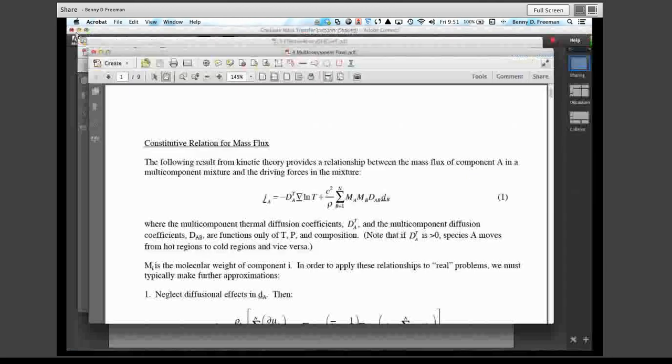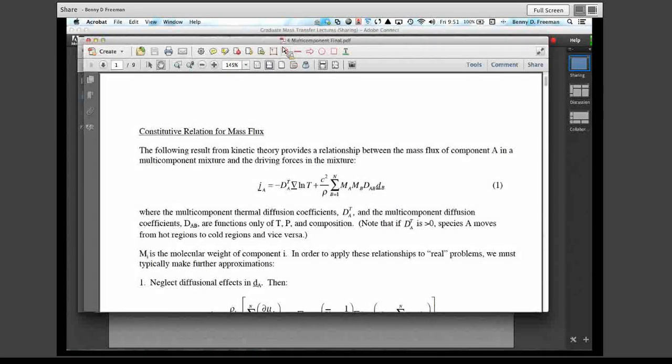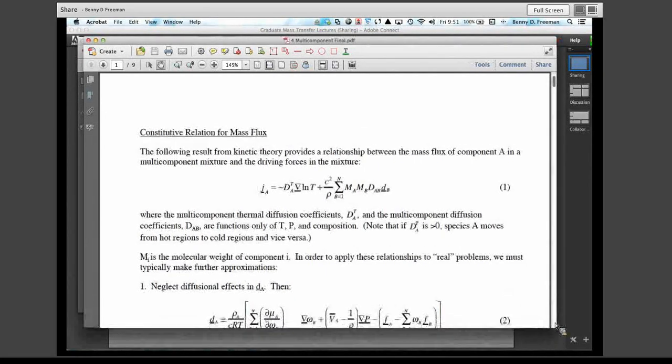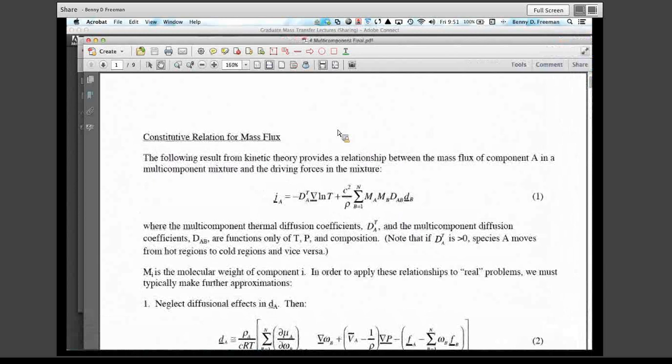The next section of notes, which is entitled For Multicomponent Final.pdf, now I want to briefly introduce the concept of a multi-component constitutive relation for mass flux. And so up to this point, we have introduced and solved several problems using a very simple form of Fick's law. And what I want to show you now is how that result is generalized for the case of multi-component transport.